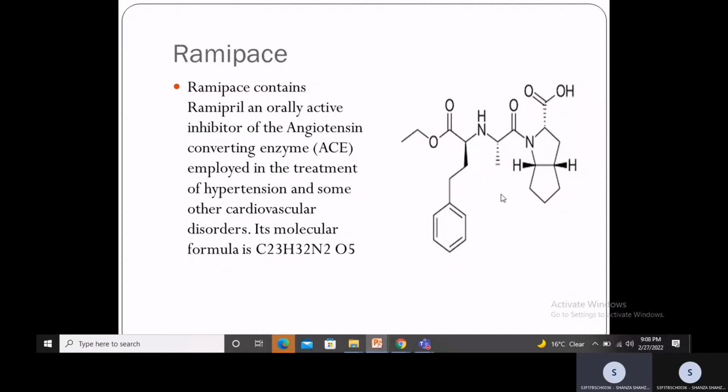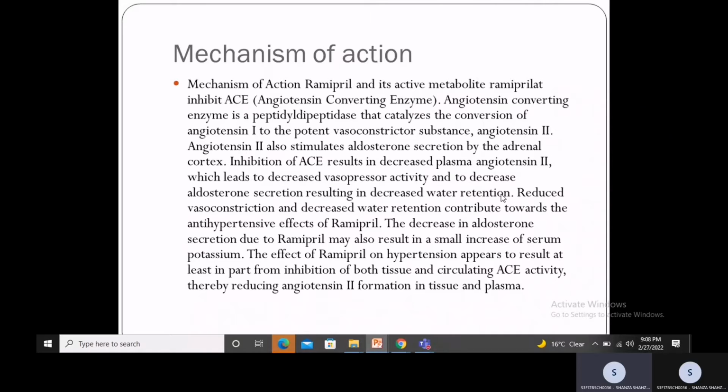In the next slide, mechanism of action of ramipril and its active metabolites. Ramipril inhibits ACE, angiotensin converting enzyme. Its active metabolite, ramiprilat, inhibits the ACE. Angiotensin converting enzyme is a peptidyl dipeptidase that catalyzes the conversion of angiotensin I to the potent vasoconstrictor substance angiotensin II.